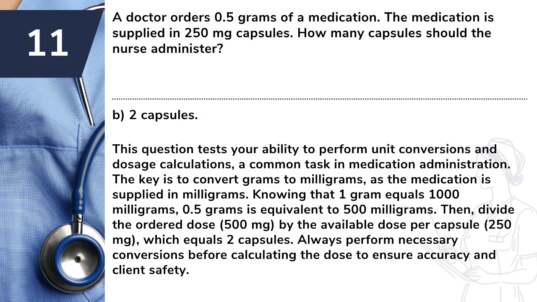Answer: B. 2 capsules. This question tests your ability to perform unit conversions and dosage calculations, a common task in medication administration. The key is to convert grams to milligrams, as the medication is supplied in milligrams. Knowing that 1 gram equals 1,000 milligrams, 0.5 grams is equivalent to 500 milligrams. Then, divide the ordered dose, 500 milligrams, by the available dose per capsule, 250 milligrams, which equals 2 capsules. Always perform necessary conversions before calculating the dose to ensure accuracy and client safety.